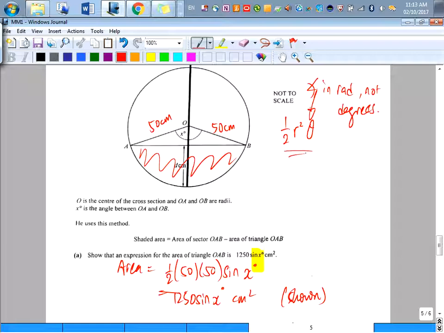We can use this formula, or I can use proportion, okay? So the area of one circle is pi r squared. Then I multiply it by, using proportion, this is x degrees, so x over 360. Both of them will give you the area. So if we use the second one, we will get pi, and the value of r will be 50 squared, x over 360. Then press your calculator.